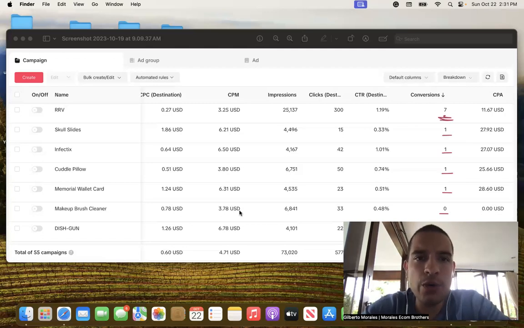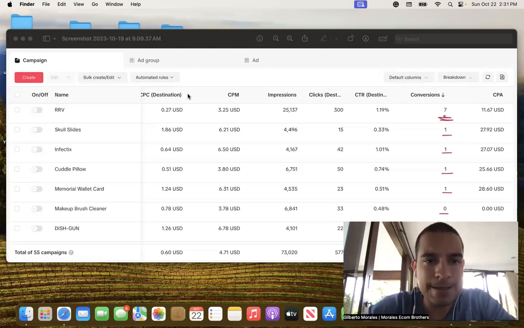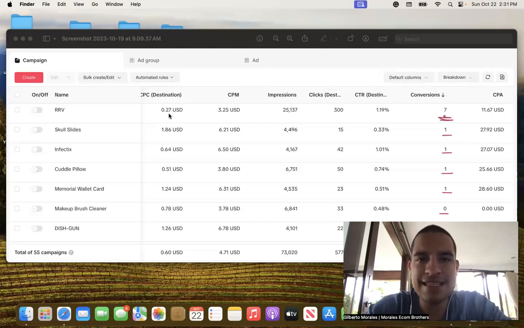So let's look at the first metric that I always look at, and it's CPC. The CPC is basically cost per click. The cost per click will tell you how expensive it is for you to acquire a click to the website. So on this one that got 7 sales, it's 27 cents, that's the cost of someone clicking on the video. So every time someone clicks on the video, it will cost me around 27 cents. That's the average. On here, it's 1.86 USD, so every time it costs me close to $2 to get a click. On here, it's 0.64. On here, 0.51. So again, you see some of them are very high and some of them are quite low.